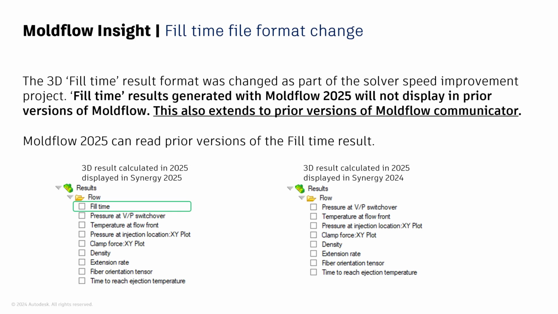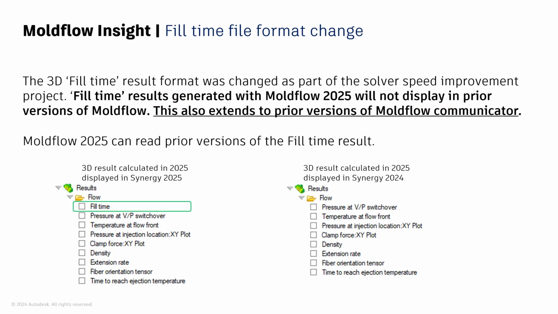Now, the most important change that we have made with this release, and probably upcoming releases will have much other results impacted as well. I will not say impacted, but this is something like the format that we have changed. The fill time file format has been changed because of the speed solver improvement. And what is impacting now? The fill time results generated with Moldflow 2025 will not display in prior versions of Moldflow.